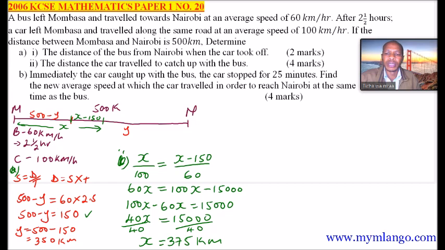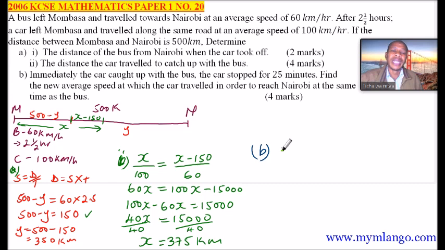So we go now to part B of the question and see what is required. We are told that immediately the car caught up with the bus, the car stopped for 25 minutes. Find the new average speed at which the car traveled in order to reach Nairobi at the same time as the bus. Now, we are looking for speed, and speed is equal to distance over time.